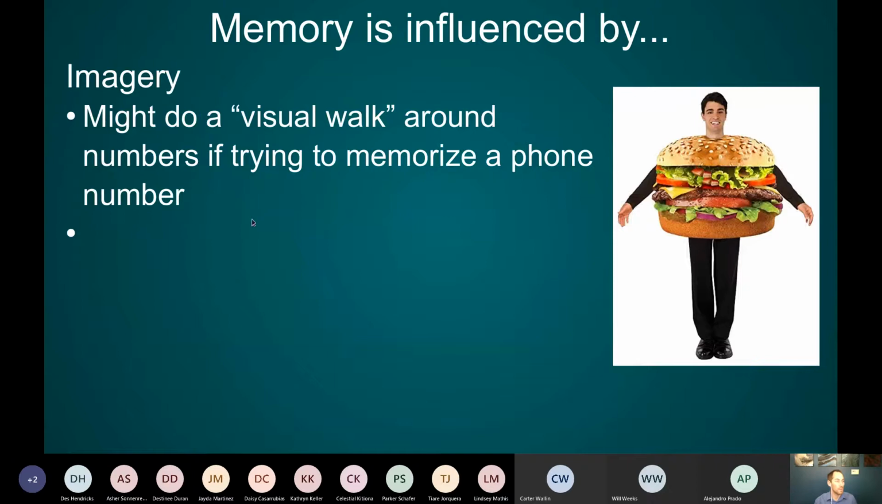So one way to remember, and a lot of mnemonics are built on this, is to maybe do a visual walk around numbers. So imagine the numbers are really large. So someone tells you a phone number, you can literally imagine them as large numbers, or maybe a hopscotch pattern. You're literally hopping on numbers. You will be more likely to remember that phone number.